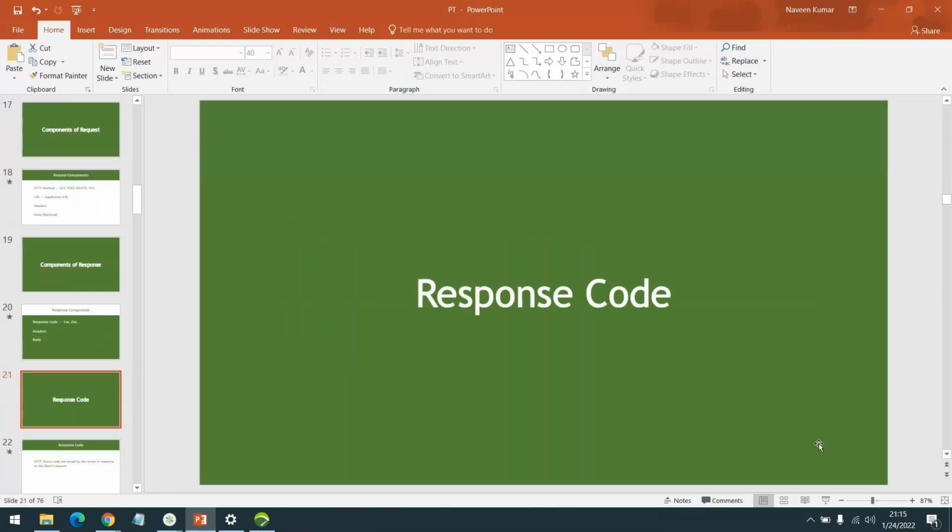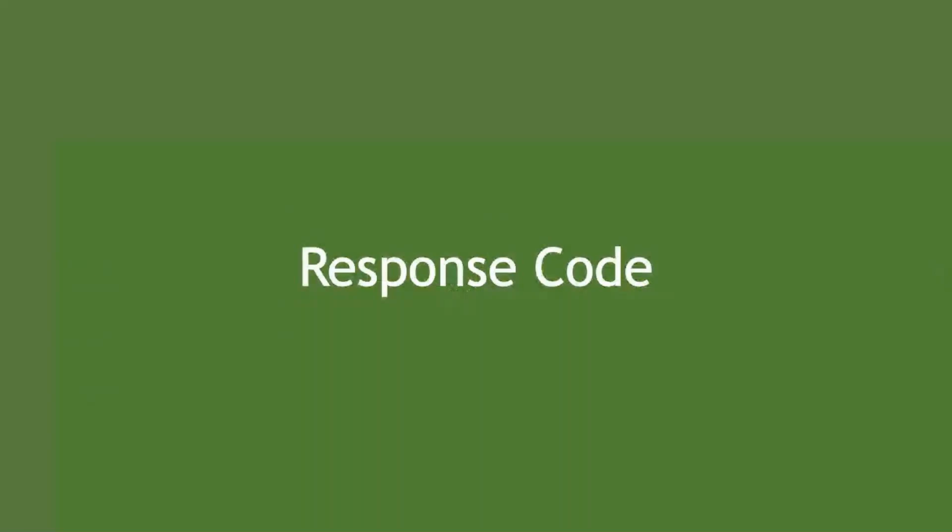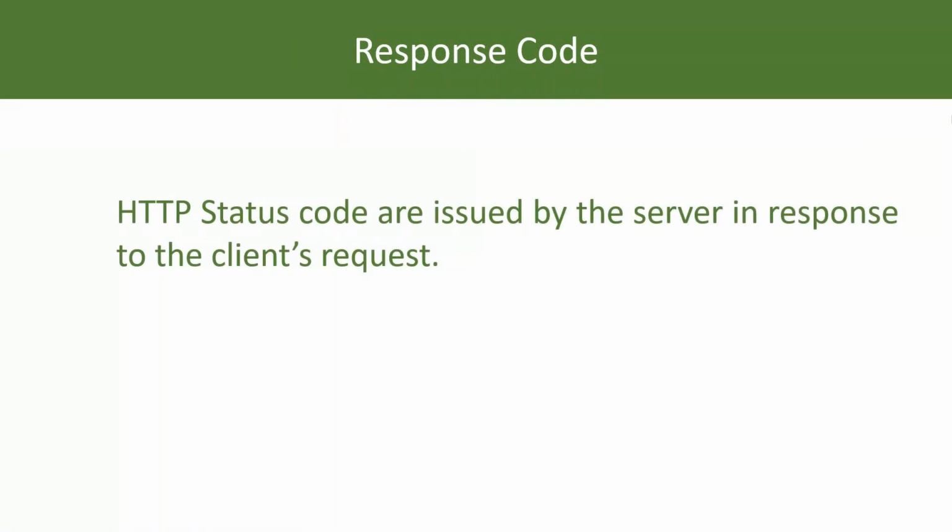So the next topic is response code. We see response code is also called a status code. HTTP status codes are issued by the server in response to the client's request. So if I'm the client, I'm sending something, right? Let's say, even when interacting between two humans, if somebody says hello and the other person responds, like maybe hi or something like that, so that is a kind of response.